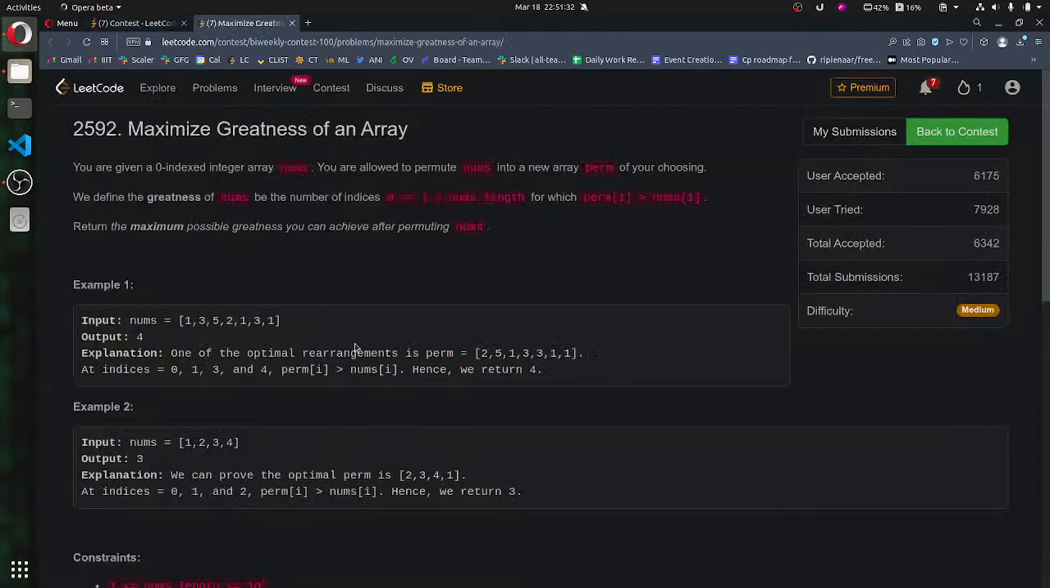go with the second one, Maximum Greatness of an Array. So we have been given a 0-indexed array nums, and we are allowed to permute nums into a new array perm of our choosing. We define the greatness of nums to be the number of indices for which perm[i] is greater than nums[i]. Return the maximum possible greatness you can achieve after permuting nums. Now the optimal arrangement can be 2. Okay.